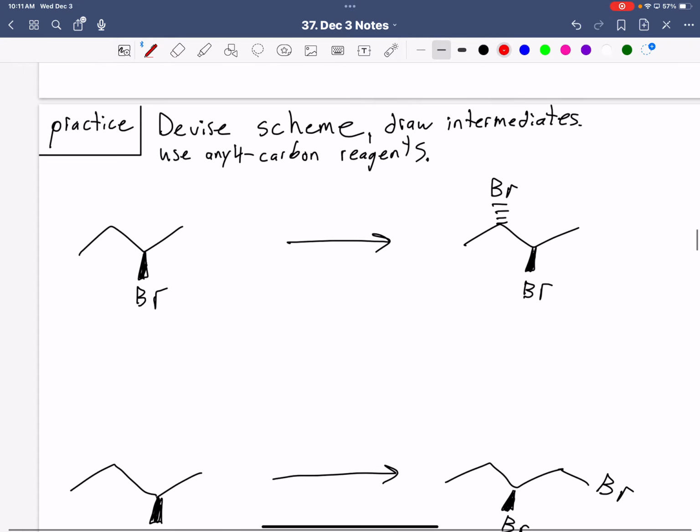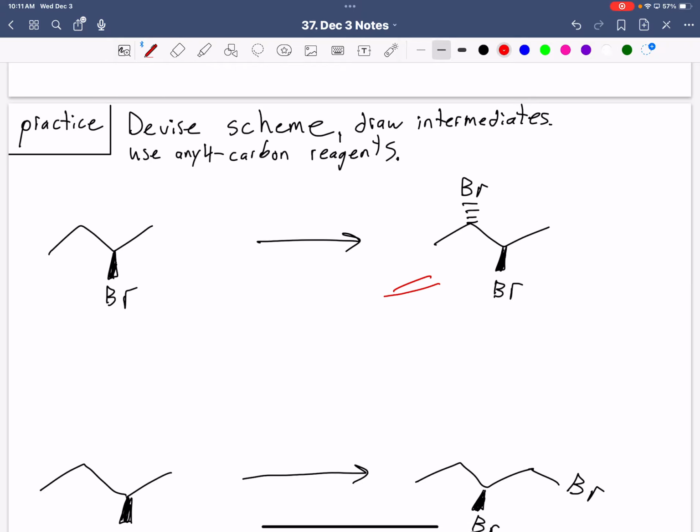Two bromines added anti to each other. We know that one, old favorite. That probably came from this alkene. I can certainly get that alkene from this alkyl halide with an elimination. I just gotta remember it's gotta be Zaitsev. So use a small base, small strong base. Ethoxide will work.